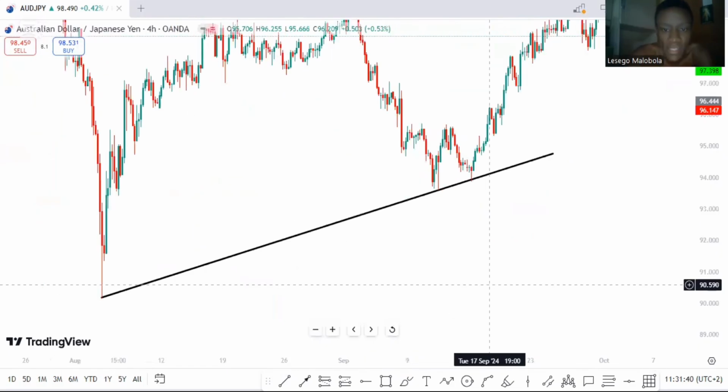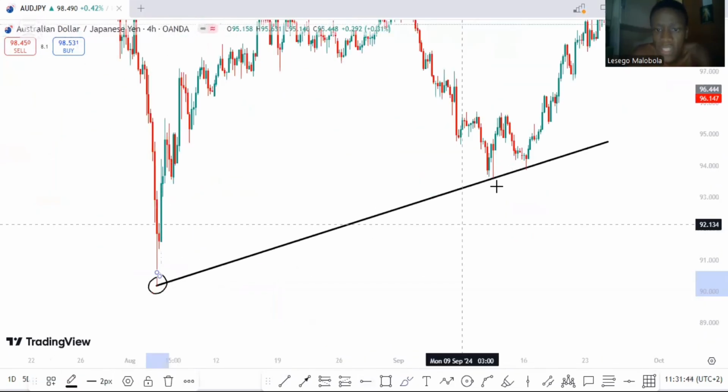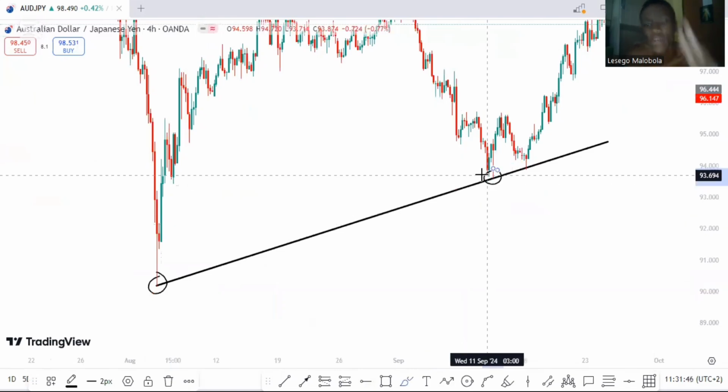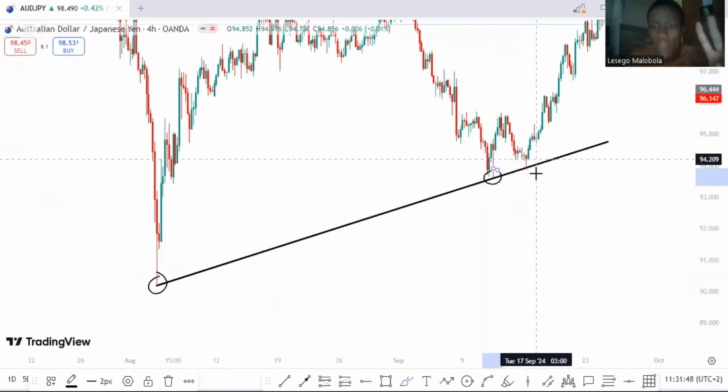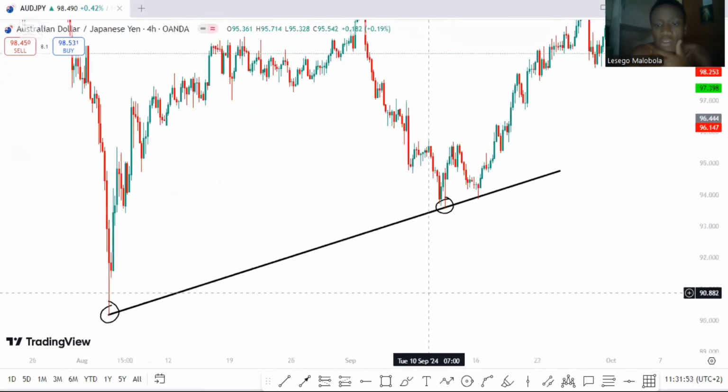Why do I say that, guys? Because we have a first touch right over here, we have a second touch right over here. Two touches make the trend line valid. And we have a third touch. The third touch, that's where we start looking for what? For our entry point. So what are we gonna do now?